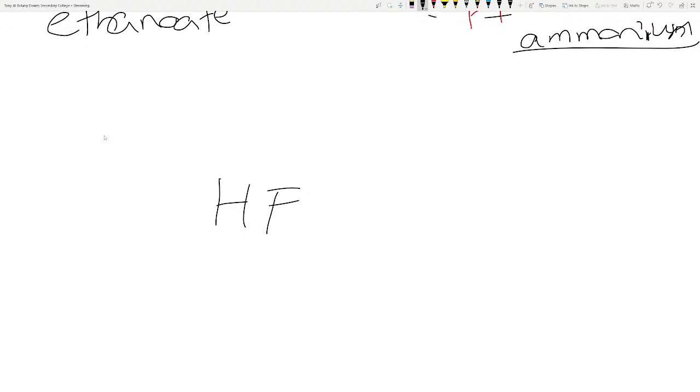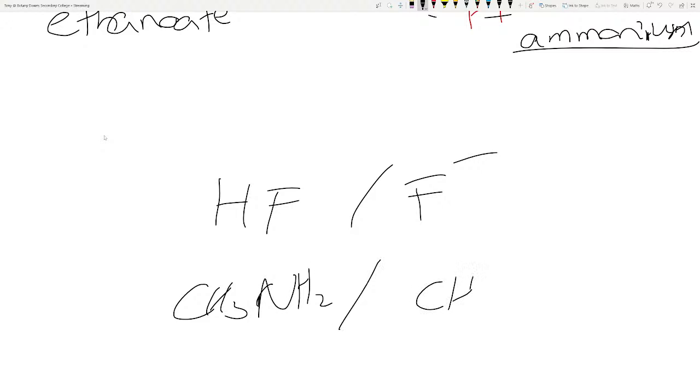I can give you HF, F minus. I can give you CH3NH2, and then I can give you CH3NH3 plus. It doesn't matter. You just need to look at them and then look at which one has more H plus, and that is the acid, okay?